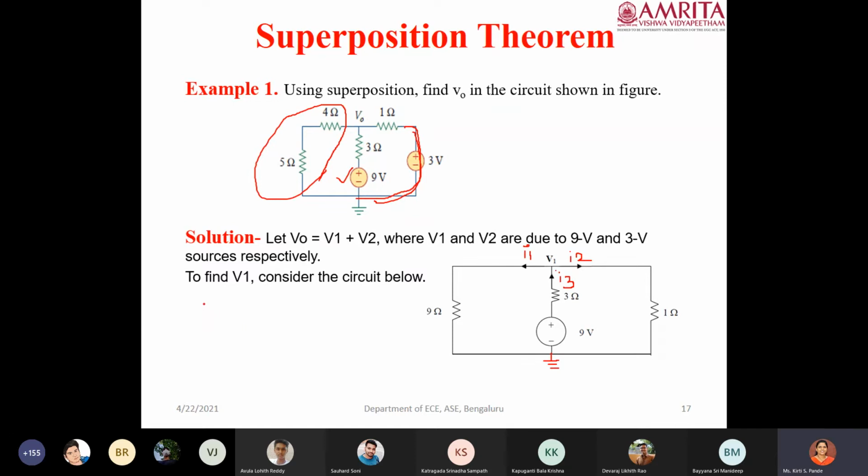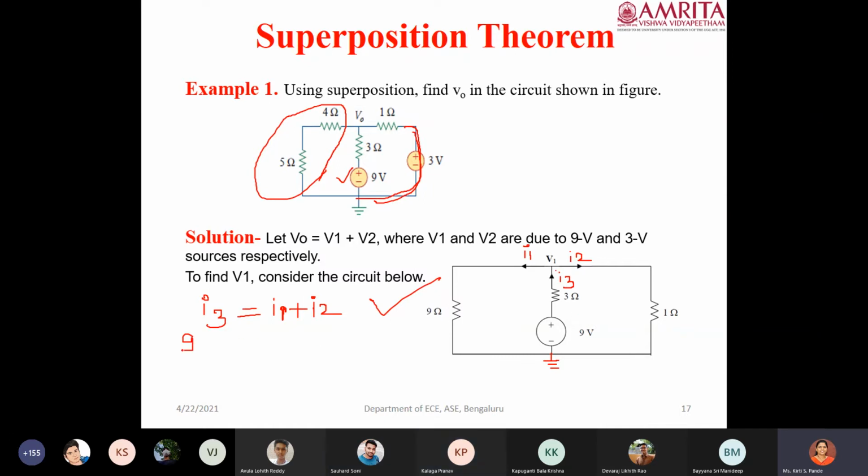So in that case, what is the equation? I3 is equal to I1 plus I2. I1 plus I2, correct? Yes. I3 is I1 plus I2, that is fine. What is I3 from the circuit as per the nodal analysis?